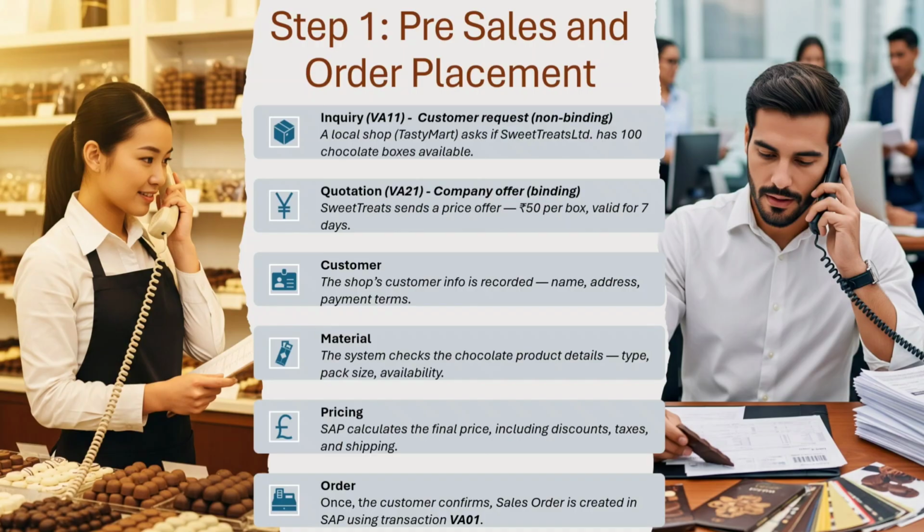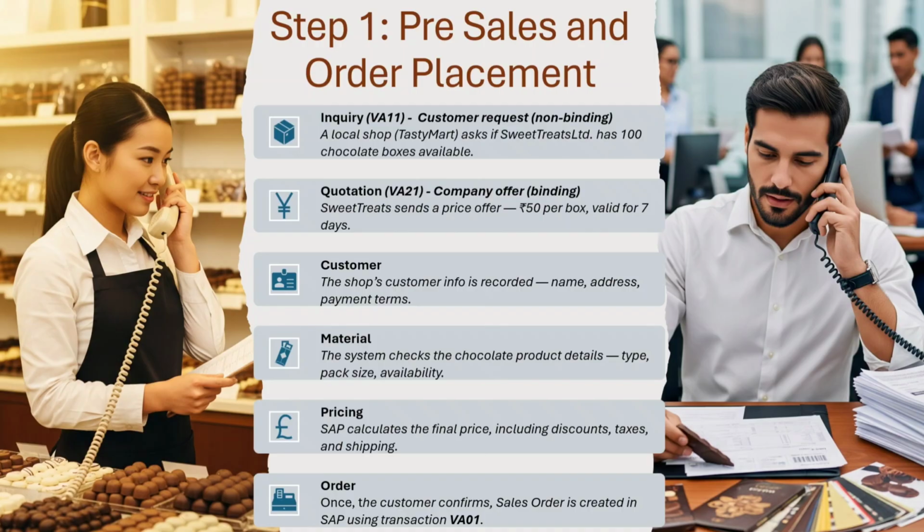Then next is the material master check. In the material master check, SAP checks the chocolate products, like what type of chocolate they require, what the packaging size is, whether those particular chocolates are currently available, and any batch or shelf life restrictions. All these details are checked in the background. So this ensures that SweetTreats Limited can actually fulfill the order if confirmed.